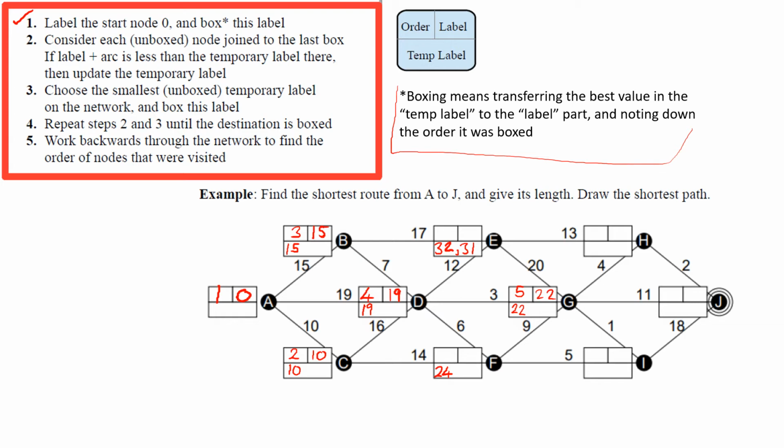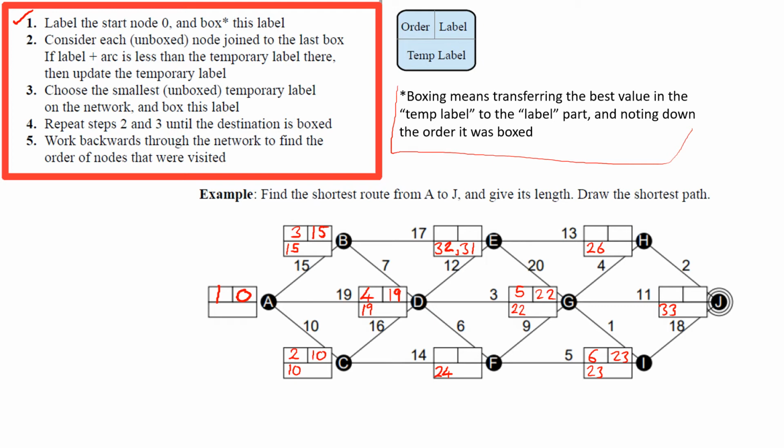So for E, 22 plus 20, no, that's not too small. For H, 22 plus 4, there's nothing written there. For J, 22 plus 11. For I rather, 22 plus 1. And for F, 22 plus 9 is not smaller than 24. So we're going to box off I, 6, 23, and we're going to consider F and G and J.